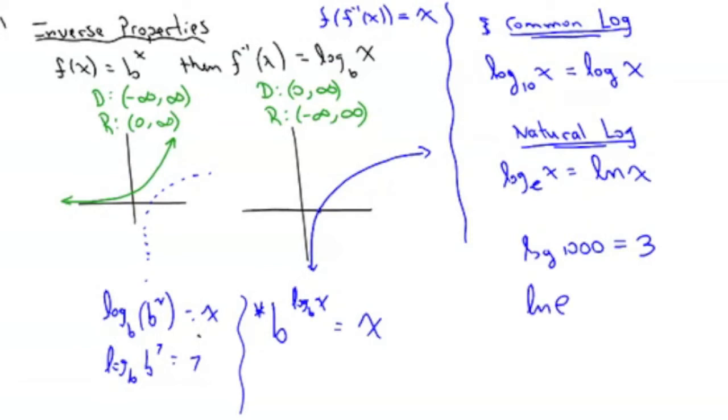ln of e to the 4th power is equal to, without the calculator, goes back to this. ln means it has a base of e. What power do you have to raise e to get e to the 4th? 4. ln of e to the 4th is 4, because they're inverse functions, they cancel out, and you're left with a 4. Okay, so those come in handy.